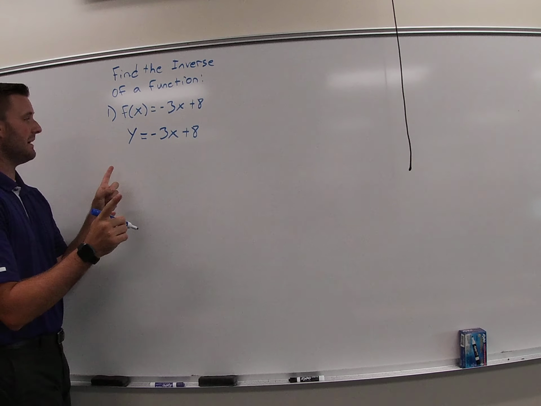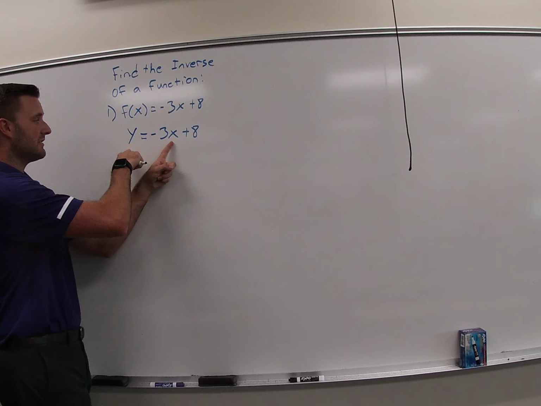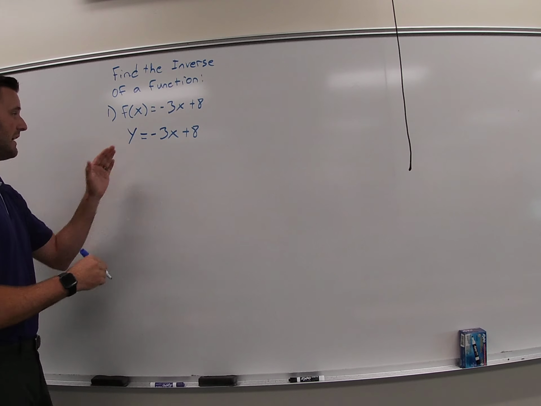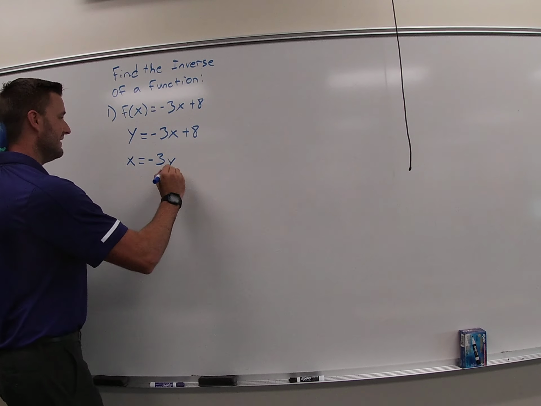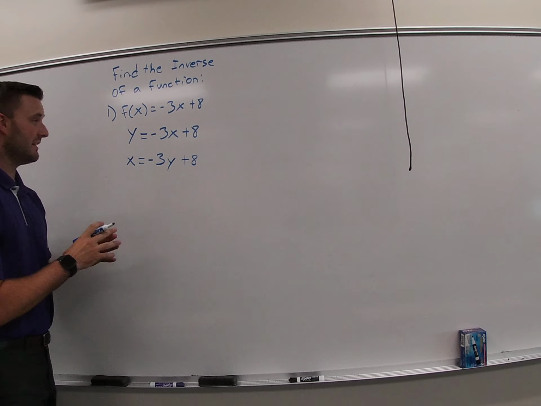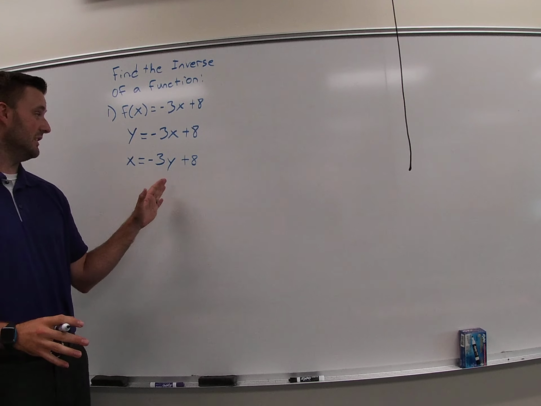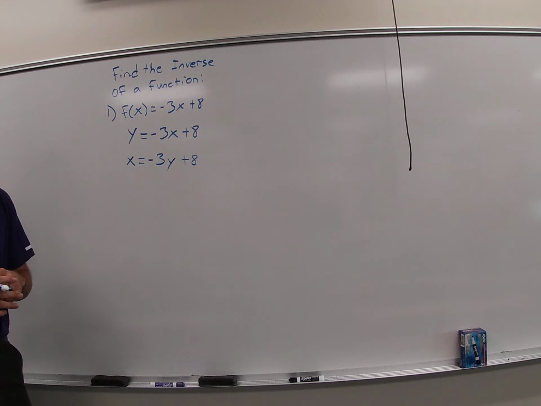Now your next step after this is to flip your x and y. That's all you're going to do. So wherever I have a y, I'm going to say this is now an x, and wherever I have an x, I'm going to say this is now a y. So don't make that more complicated than it is. That's all you need to do. You're going to flip your x and y.